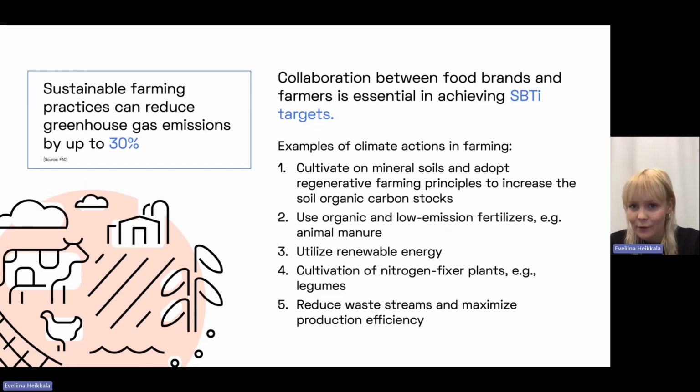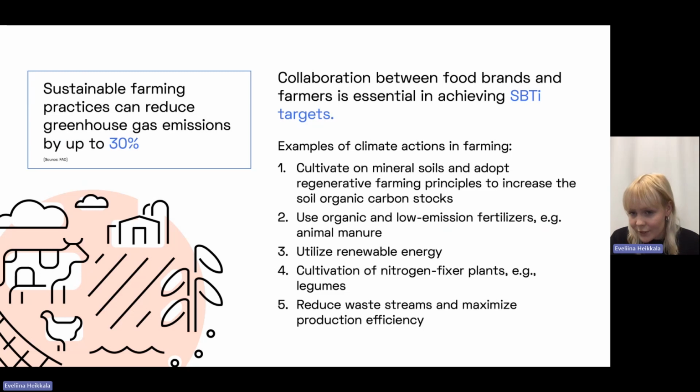But here are some examples of climate actions that could be promoted at farm level. So firstly, cultivating on mineral soils and adopting regenerative farming principles, because this can increase the soil organic carbon stocks. Then using organic and low emission fertilizers, for example, animal manure. Then thirdly, utilization of renewable energy. So for example, farmers could install their own solar panels on the farm or then produce biogas from animal manure and use that as a fuel for their activities.